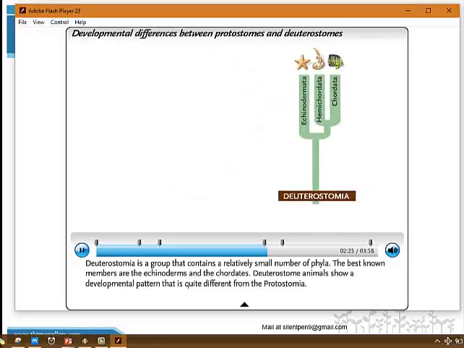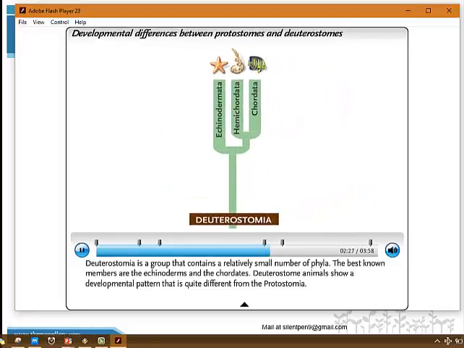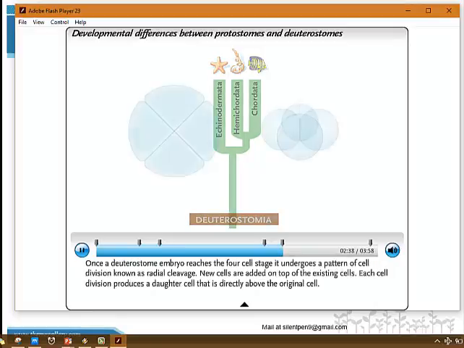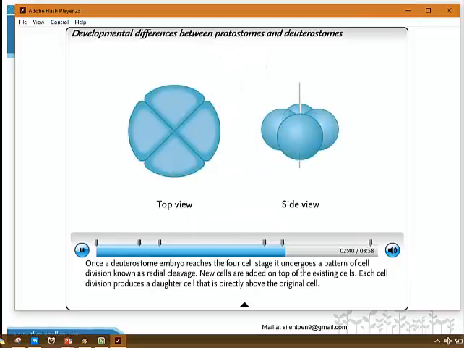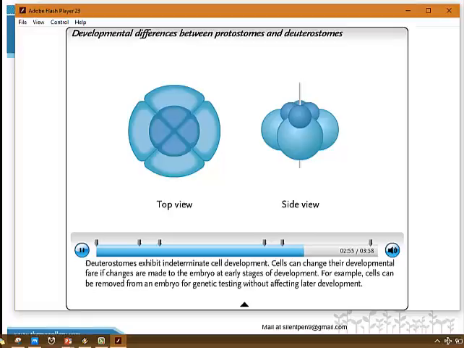Deuterostomia is a group that contains a relatively small number of phyla. The best known members are the echinoderms and the chordates. Deuterostome animals show a developmental pattern that is quite different from the Protostomia. Once a deuterostome embryo reaches the 4-cell stage, it undergoes a pattern of cell division known as radial cleavage. New cells are added on top of the existing cells. Each cell division produces a daughter cell that is directly above the original cell.